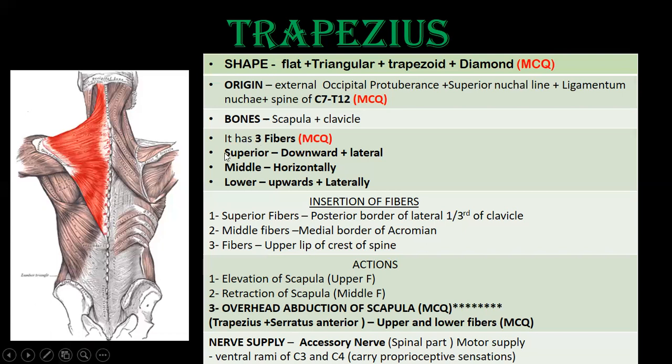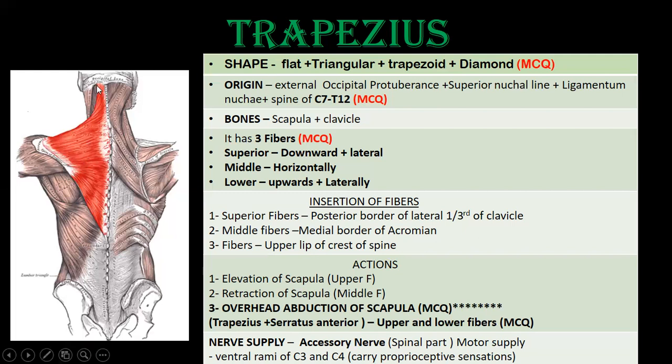Coming to the bones, as I have already mentioned, whenever we talk about the muscles of the back, the bones we need to understand are the scapula, clavicle, and the vertebra. The bones associated with the trapezius muscle are only the scapula and clavicle. Let's see how they are correlated. Since it is a large muscle, it has 3 fibers: superior, middle, and lower.